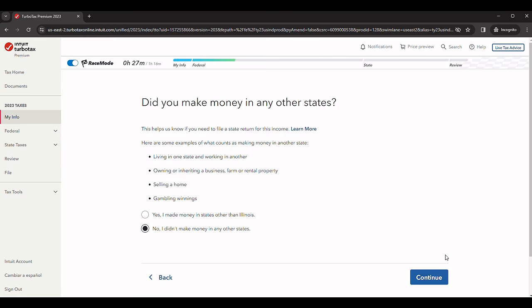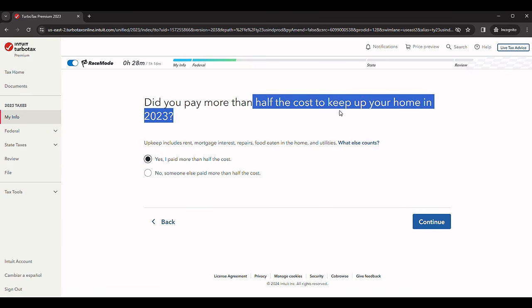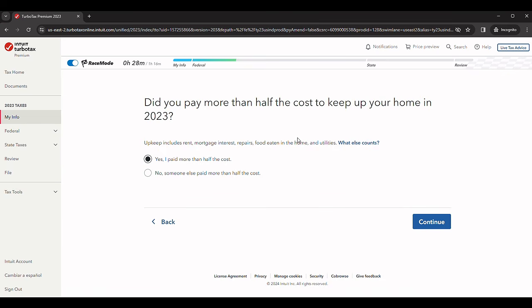In this situation, they're asking for your income, if you made any income in different states. I said that I'm an Illinois resident, and I'm going to select that no, I don't have income in any other states. So we'll continue. They're asking these questions to see what kind of tax deduction or tax credit you're going to get for supporting a dependent. So, did you pay more than half the cost to keep up your home in 2023? I would say yes, I paid more than half the cost.